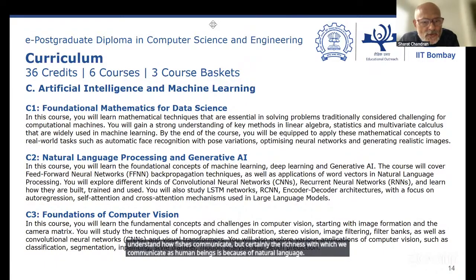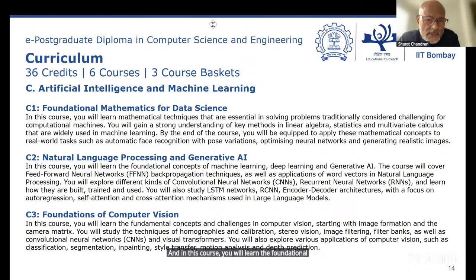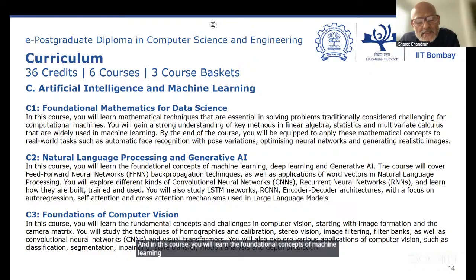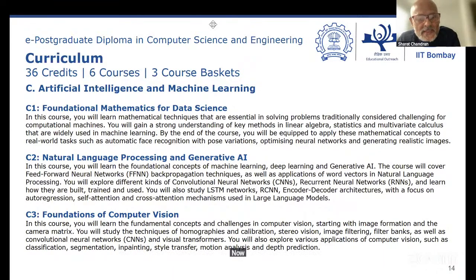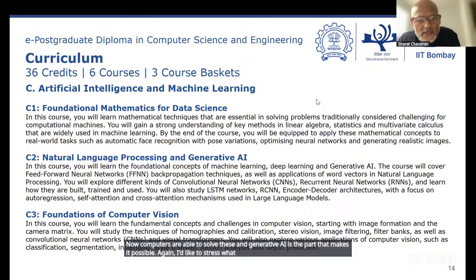And in this course, you will learn the foundational concepts of machine learning. Generative AI is of course the basis for generating answers to questions such as coding challenges that you might see on LeetCode and places like that. Now, computers are able to solve these, and generative AI is the part that makes it possible. Again, I'd like to stress what Professor Varsha mentioned, that this is a deep course. These are not courses that you can just casually pick up by reading medium.com and so on.